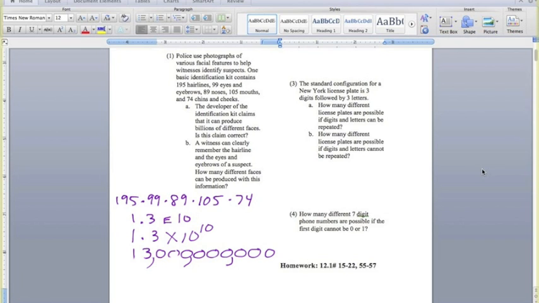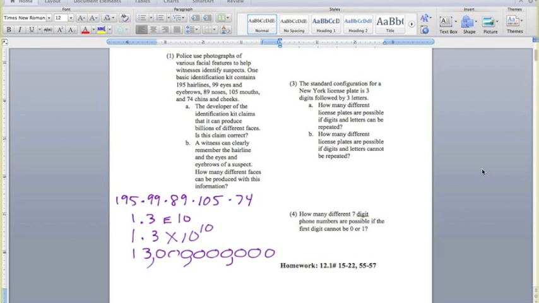There are really more than 13 billion because there were more numbers here that I just turned into zeros, but they were really numbers. So there are more than 13 billion different faces, which could make a really overwhelming thing for a witness who maybe doesn't remember what happened very clearly. Having to think about 13 billion different possibilities would be a little overwhelming.